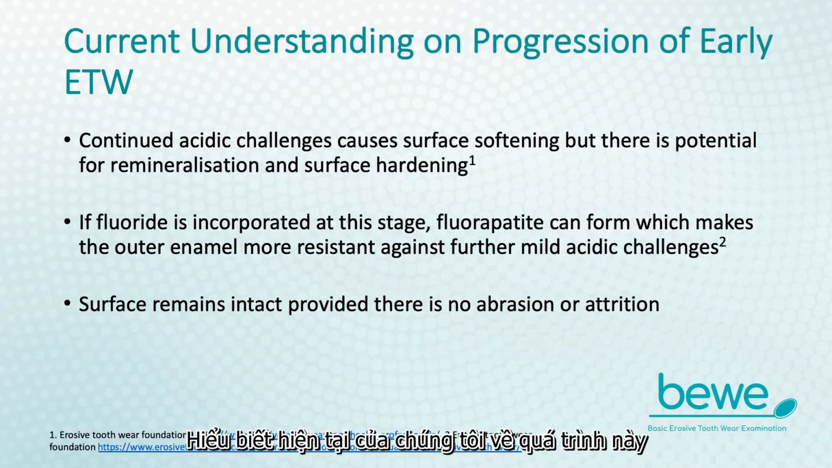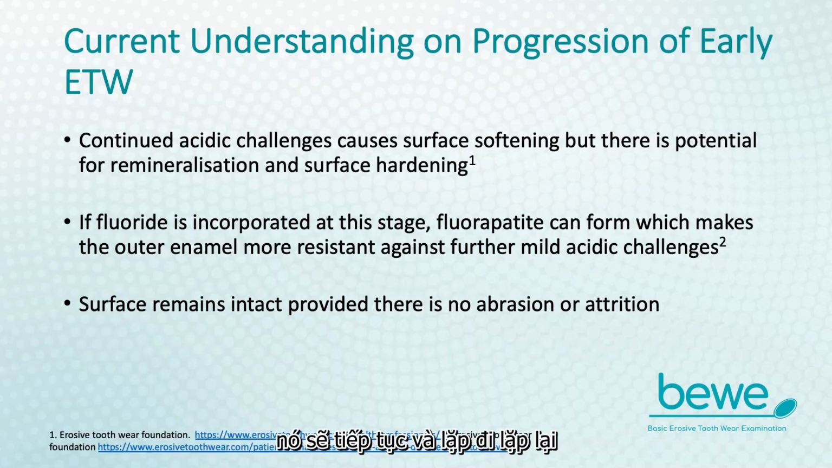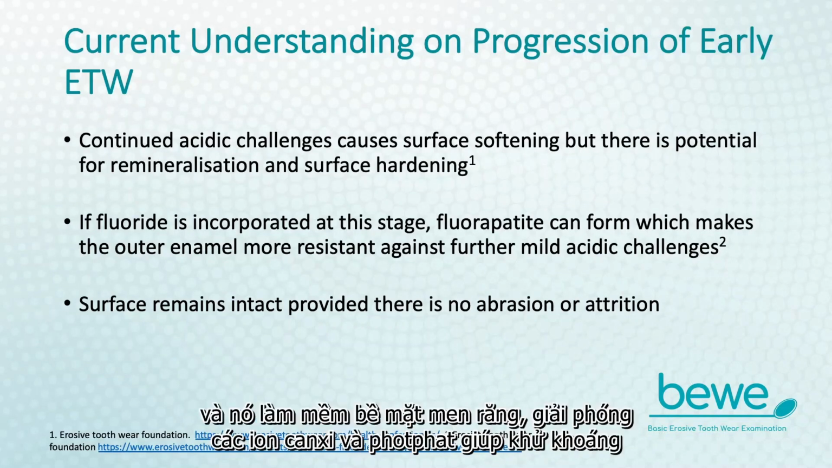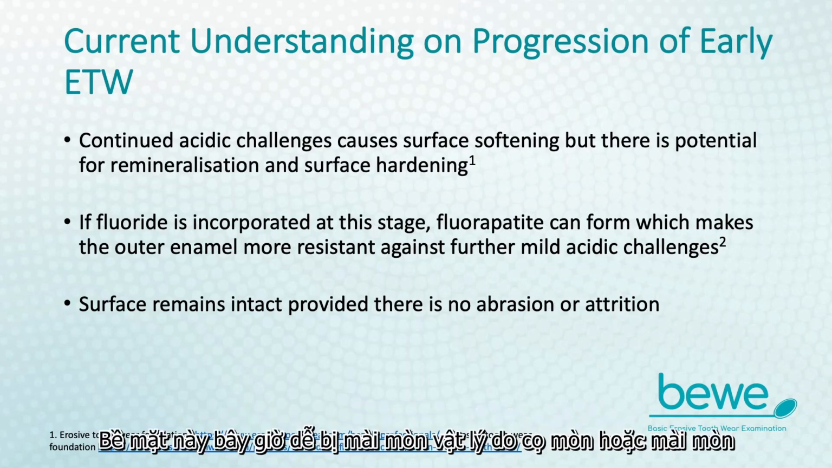Our current understanding on progression is that continued and repetitive acid challenges cause the enamel surface to soften, releasing calcium and phosphate ions, that is, demineralization. This surface is now susceptible to physical wear from attrition or abrasion.